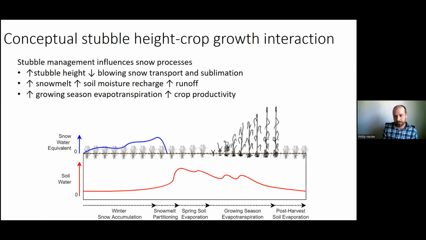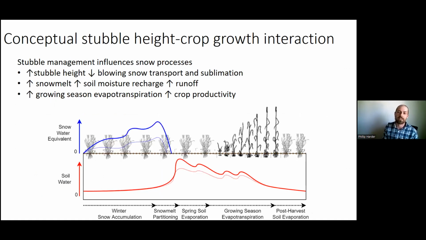So in principle, if we increase stubble height, we're going to increase the amount of snow available because we're reducing sublimation and snow transport, which will increase the amount of snow melt, which increases soil moisture recharge and runoff. And then ultimately more soil moisture will give you more crop growth.